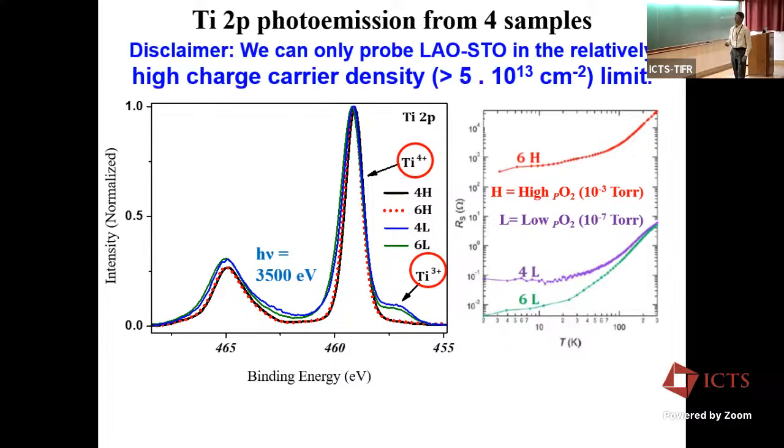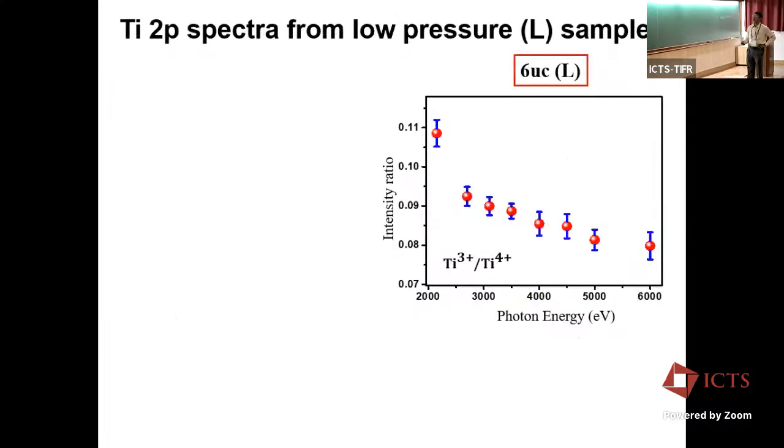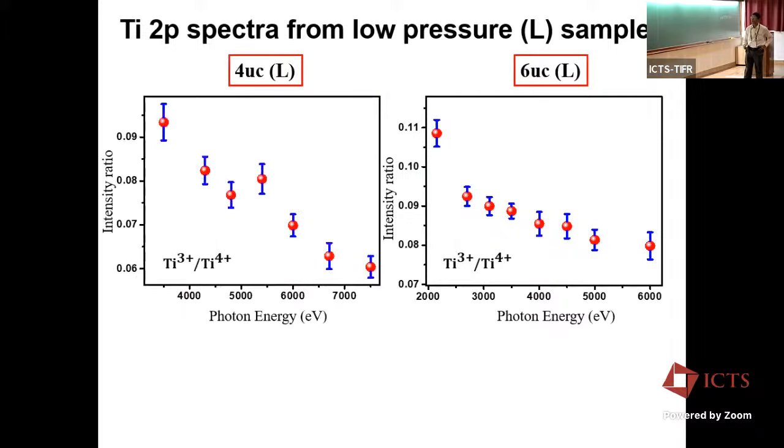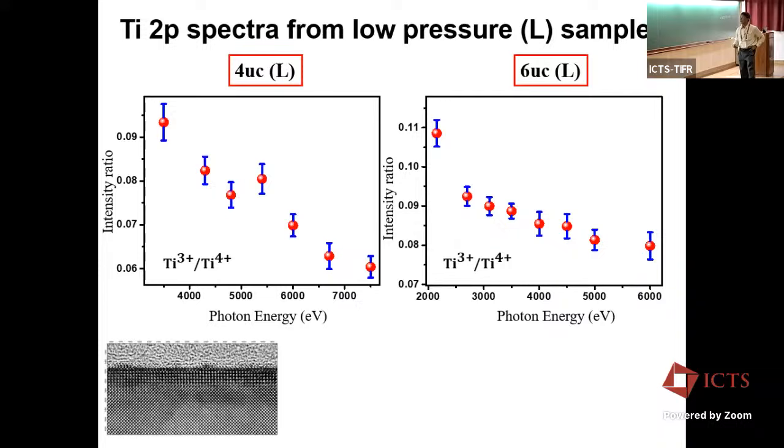And when you do that, I'm going to plot the ratio of the titanium 3+ to titanium 4+. You can see that with photon energy, it has a distinct variation. This is for the 6-unit cell and 4-unit cell lanthanum aluminate. And because I'm increasing the photon energy, I'm looking further down. This is strontium titanate.